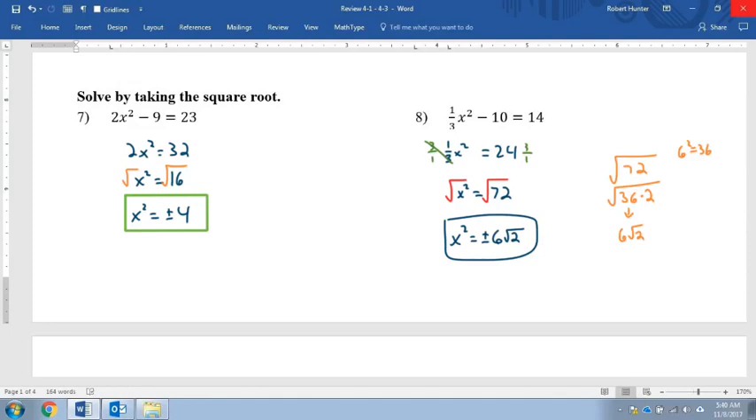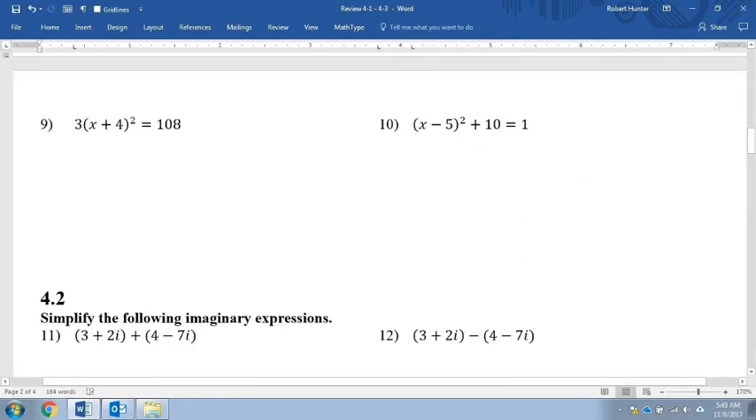Let's move the screen. Give me a second. Alright, 9 and 10, same deal. But this time you got a binomial in there that's being squared. So instead of getting down to just the x, you got to get down to this section before you square it. Okay? So, move it, there you go. Divide by 3, so that's x plus 4 squared equals 108 divided by 3, that's 36.